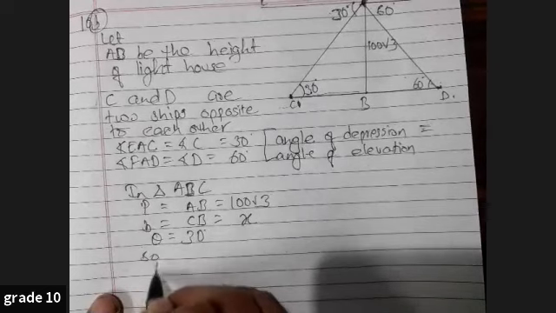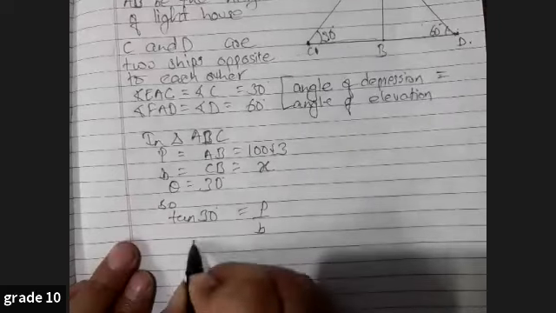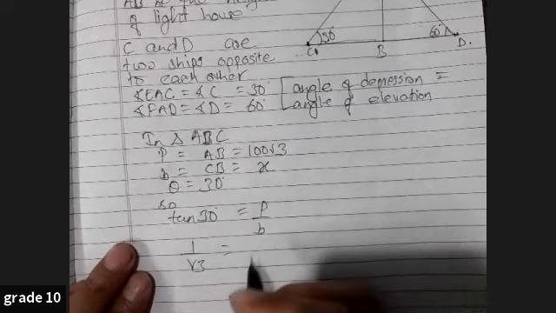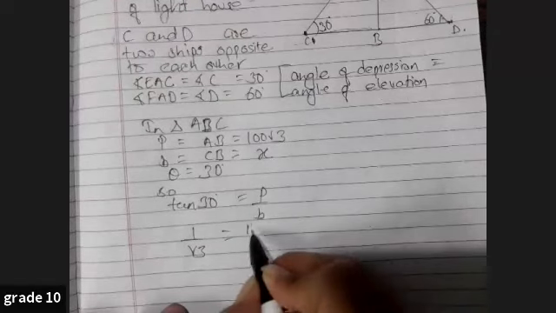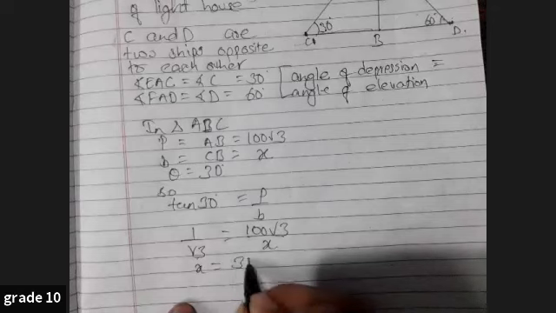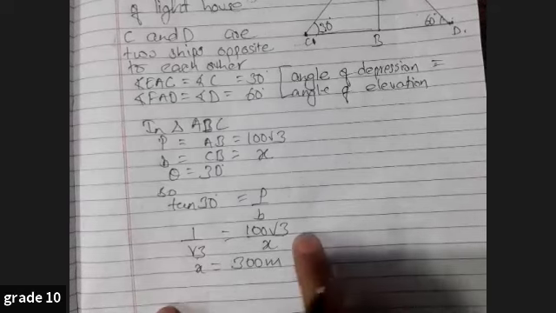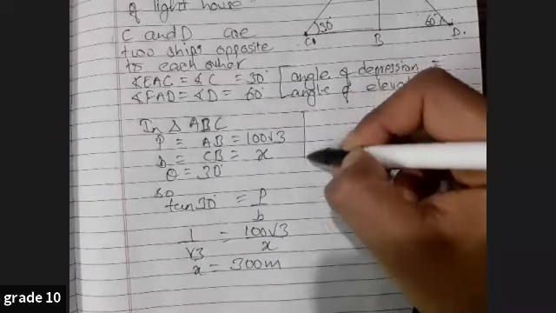So directly you can write tan 30 degree is equal to P by B. 1 by √3 equals 100 √3 by X. So X equals 300. If I solve, √3 will be multiplied, that will become 3, and 100 into 3 is 300.